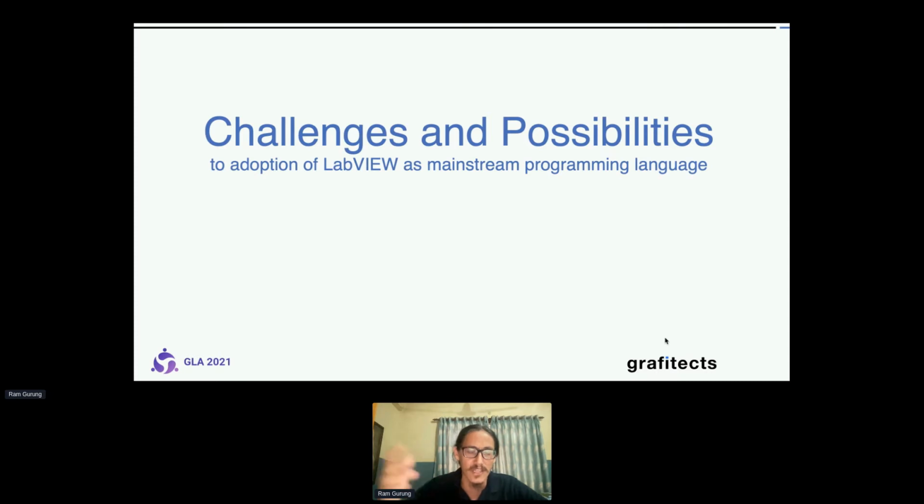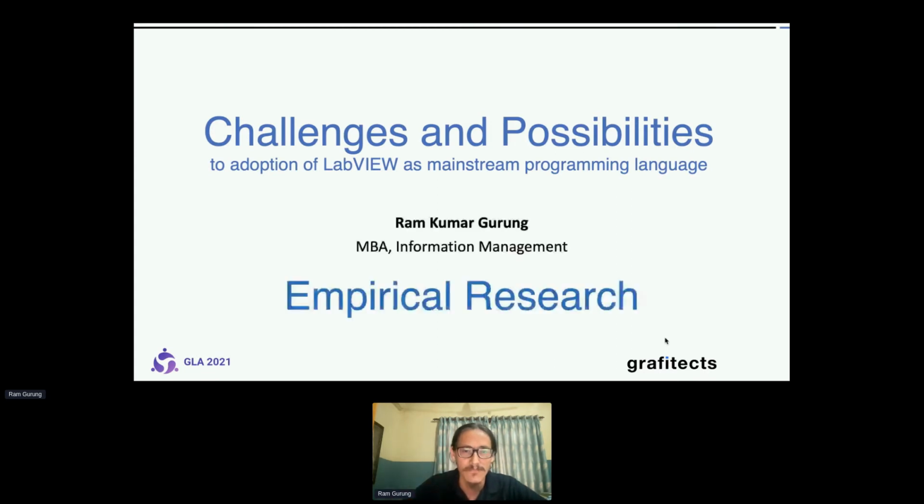One of the reasons is that the slide I shared earlier was about my motivation of becoming a director and running a company. But here, this is the empirical research. Apart from being a CLA and LabVIEW champion, I also hold a degree in MBA information management. So I did this kind of empirical research, or a thesis, after my MBA a long time ago. It was a great opportunity for me.